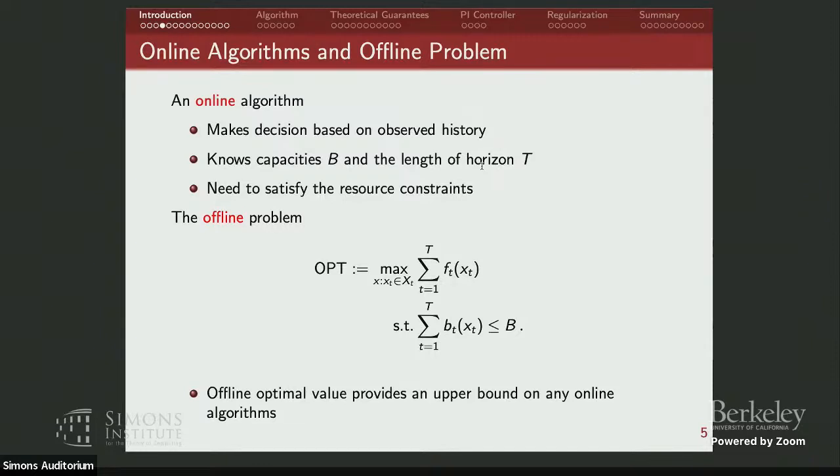Suppose you know all of the information, then you can formulate this offline problem. Your decision is x_t. You are trying to maximize the total reward subject to your budget constraint. One thing I want to mention is that this offline problem has more information because it tells you the future. So the offline optimal always provides an upper bound for any reward that any online algorithm can achieve. In other words, this OPT provides an upper bound on any online algorithm.